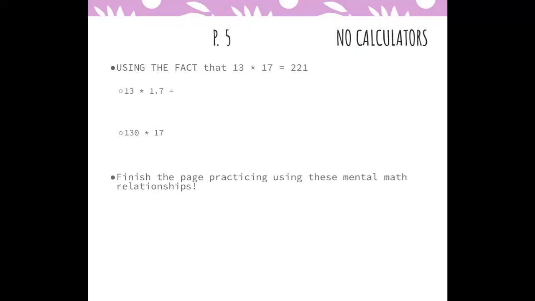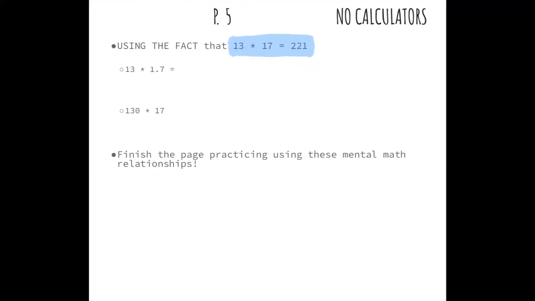All right. So we are starting with this statement. 13 times 17 is equal to 221. We are basing all of our mental math on that equation. Okay? Why is that an equation again? What makes an equation an equation? It has an equal sign.